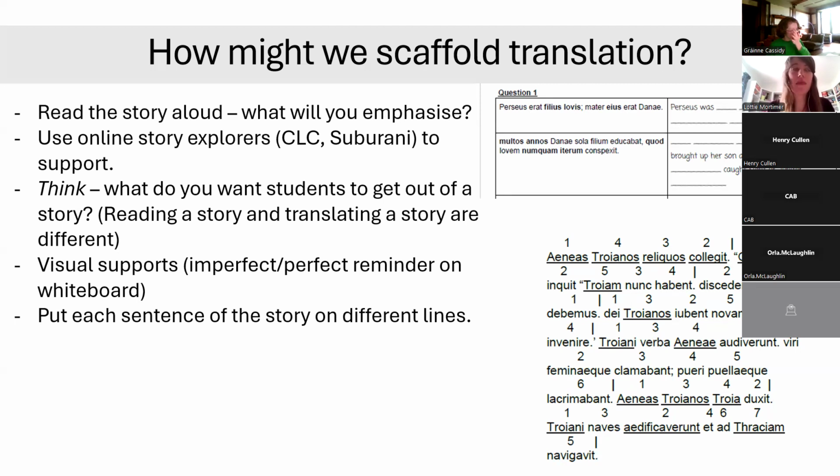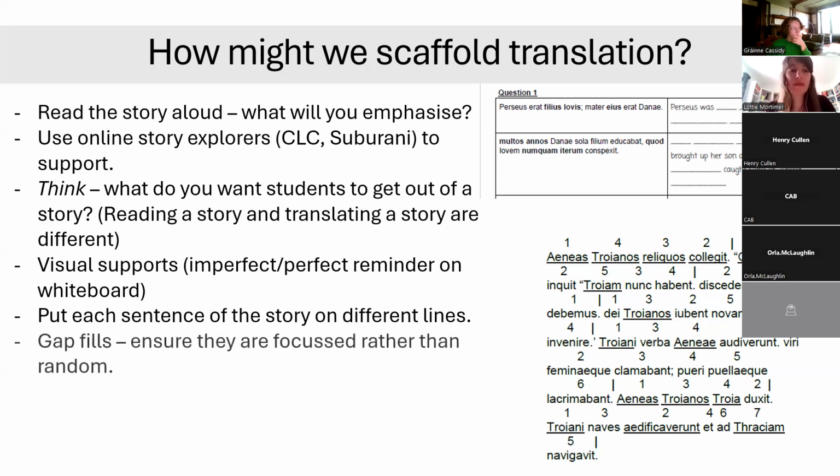Obviously, in their GCSE exam, the sentences won't be split up. Hopefully, by the time they get there, they will have been exposed to enough Latin that they're no longer scared of a big chunk of Latin text.